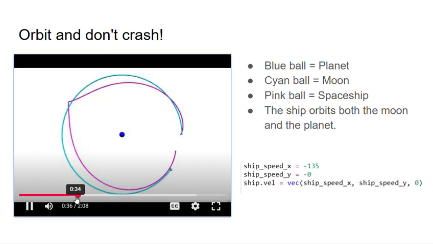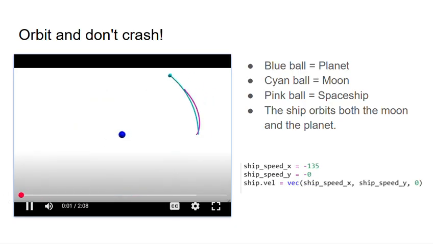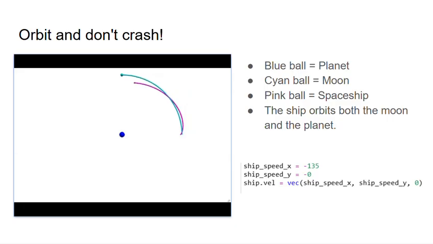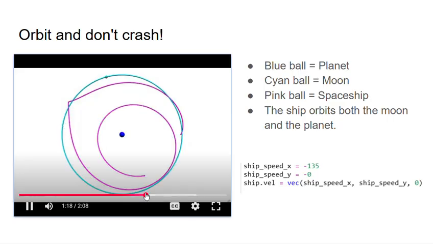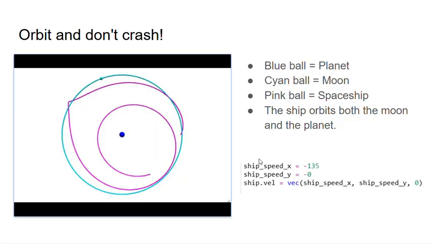I'll replay the video. As you can see, the spaceship does go all the way around the moon, and then it continues to go around the planet. And the pink line represents the travel path of the spaceship.